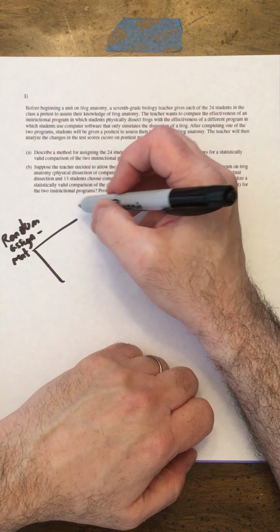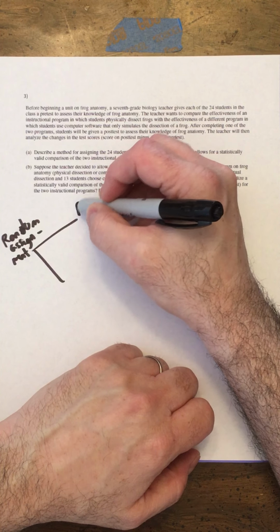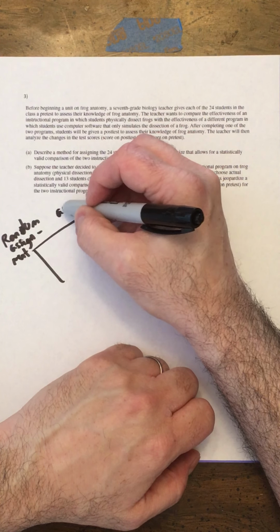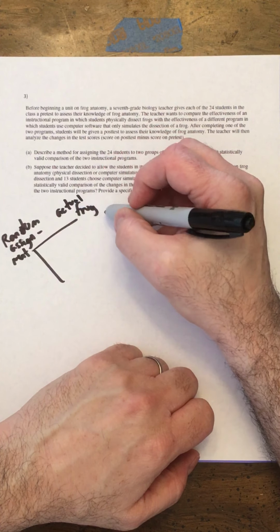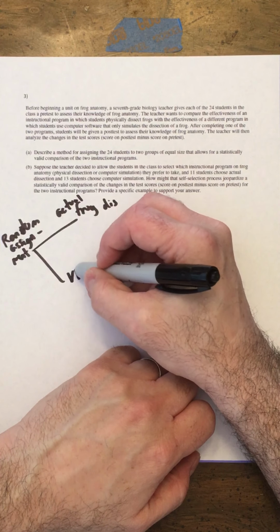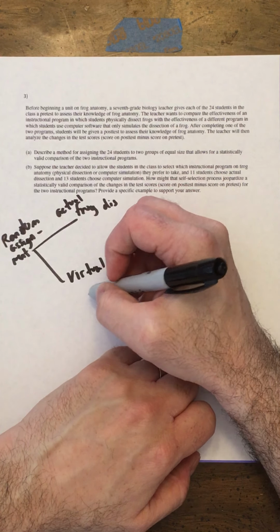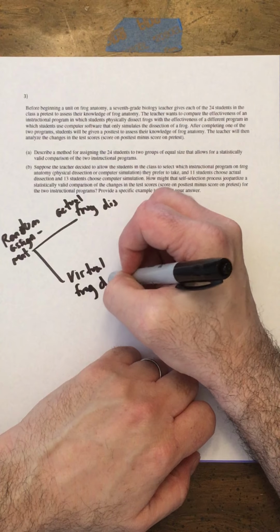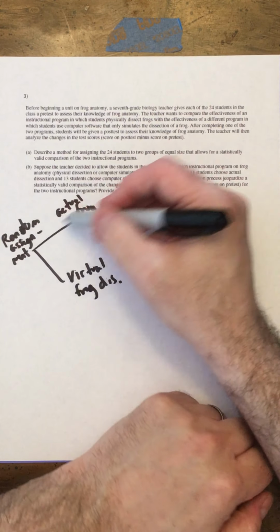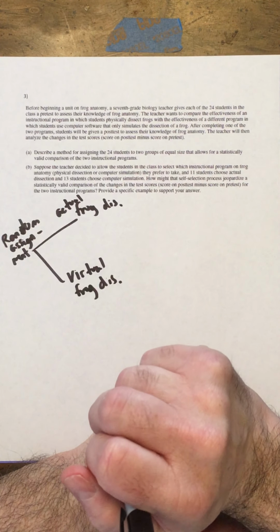And this is going to be for the one treatment. This is going to be for the actual frog dissecting. This is actual frog dissecting. And this will be virtual frog dissecting, right? Okay, so here we're randomly assigning into those two groups.